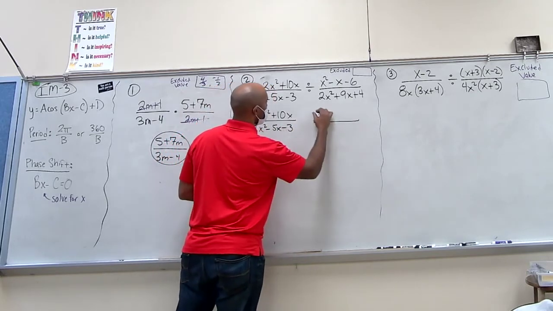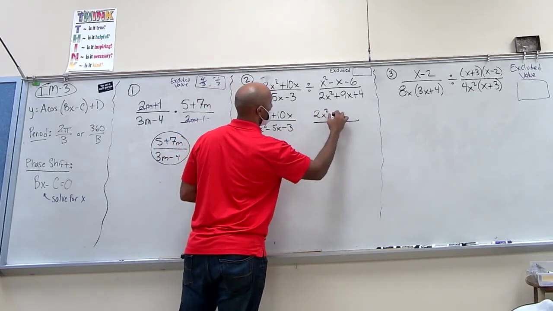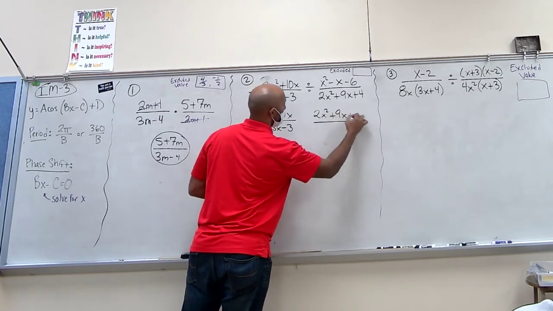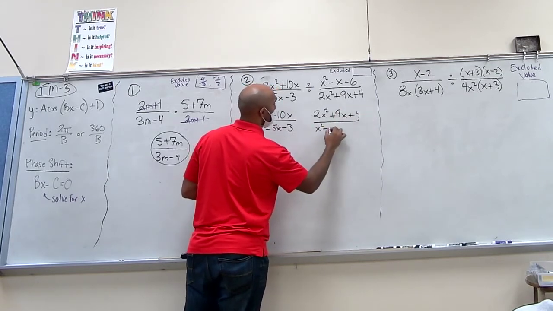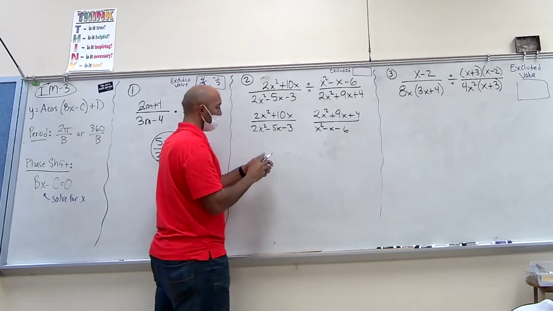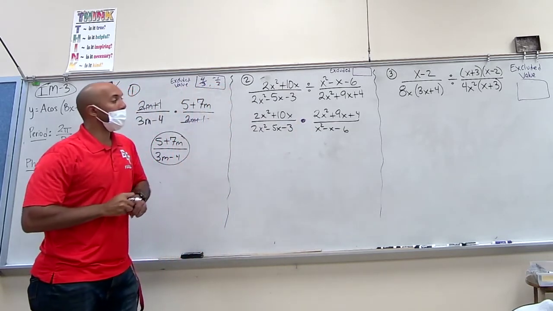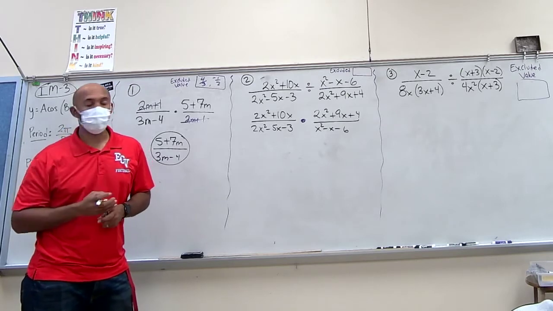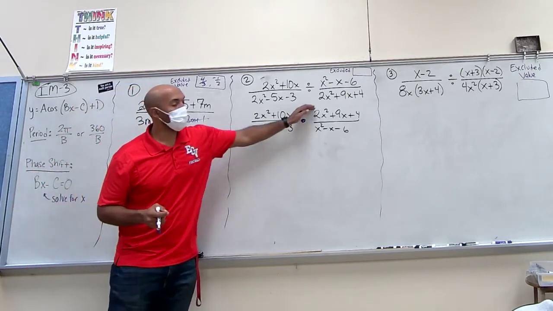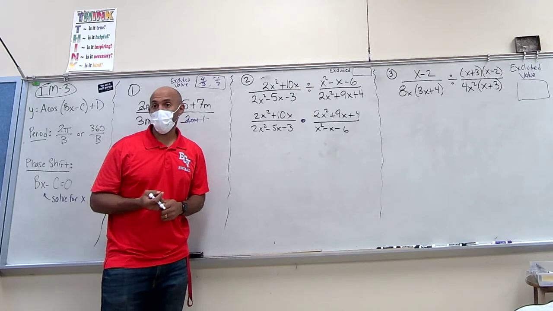This one will flip, so now I have 2x squared plus 9x plus 4, and then x squared minus x minus 6. And then in the middle, this becomes multiplication. Okay? Now, again, I need to be able to cancel out, so what do I need to do to all these numerators and denominators? Gotta factor.